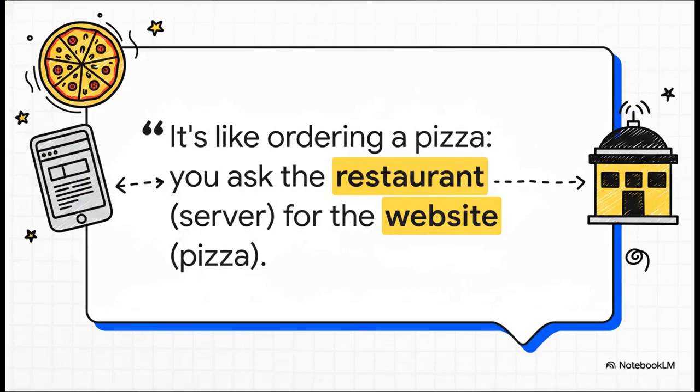An even simpler way to think about it is like ordering a pizza, right? You call the restaurant, which is the server, and you ask for a pizza, the website. A few minutes later, the whole, complete, ready-to-eat pizza shows up at your door. You don't get a box of dough and cheese. Your browser does the ordering, and the server delivers the finished product. Simple as that. All right.